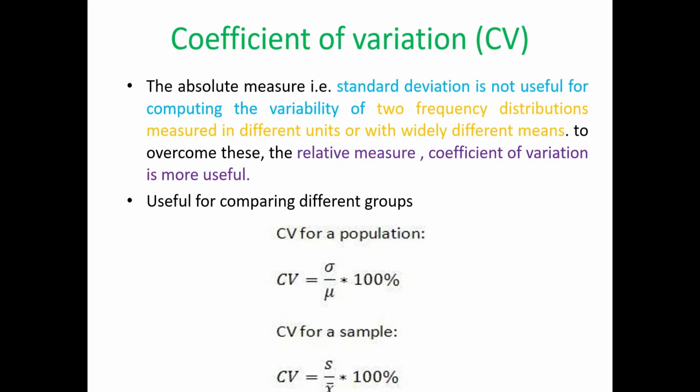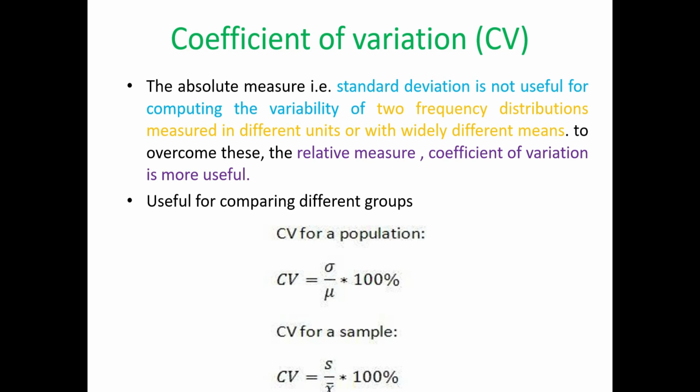The coefficient of variation. The absolute measure is standard deviation. It is not useful for comparing the variability of two frequency distributions if they are measured in different units or have widely different means. In that case, we have to use the coefficient of variation, which is a relative measure. A relative measure is independent of the unit you are using. Although you are comparing kilograms with liters, in relative terms you can do it, but in absolute terms you cannot.